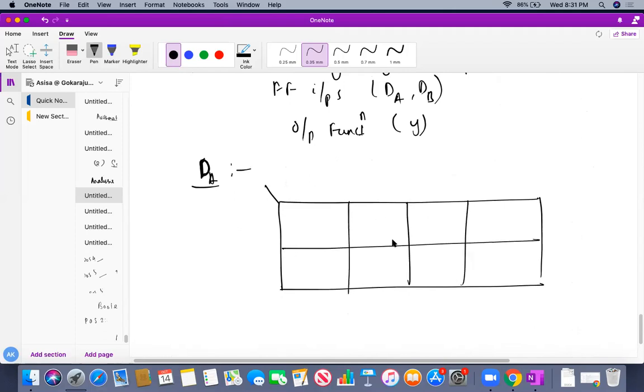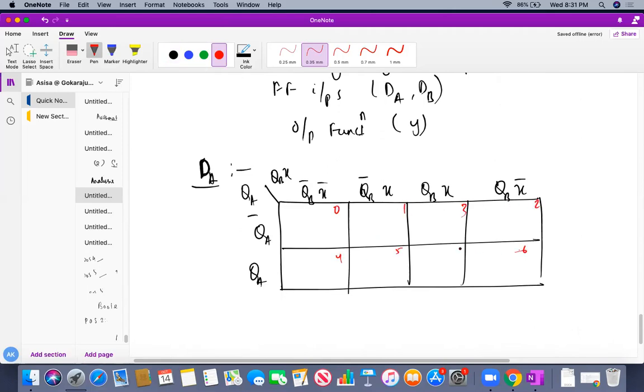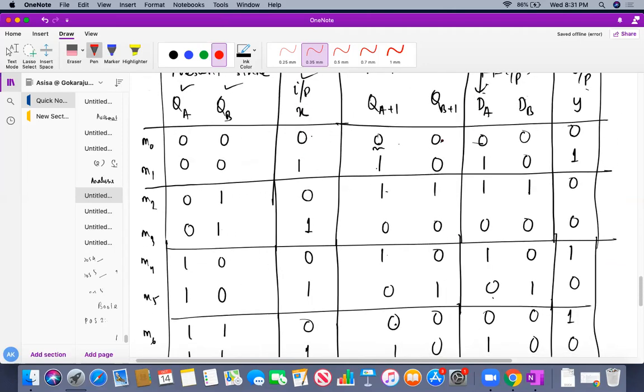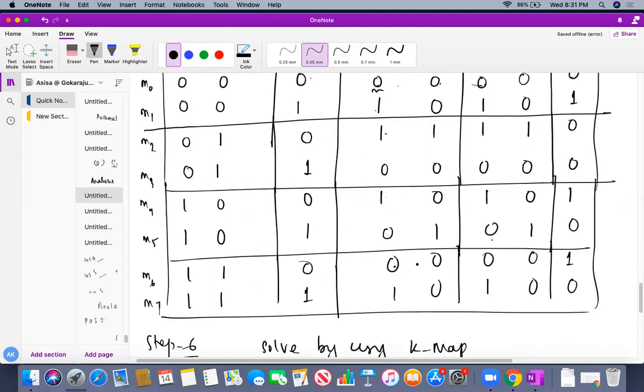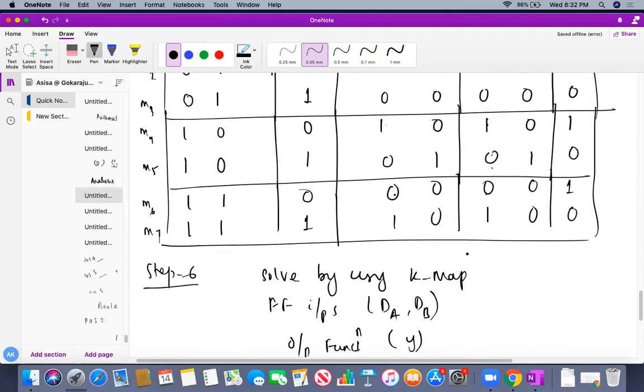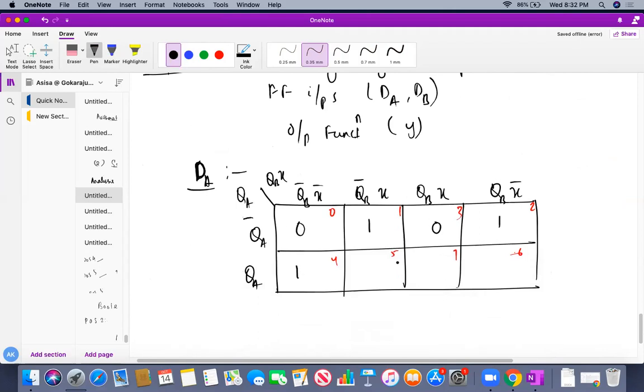Any doubt on this, students? So QA, QB and X are my inputs. So QB bar X bar, QB bar X, QB X, QB X bar, and this is QA bar, QA. And we know the minterm positions 0, 1, 2, 3, 4, 5, 6, 7. Now we can put those values of DA in that particular minterm position. This is 0, 1, 1, 0, next 1, 0, 0, 1. Understand? So this is my thing.